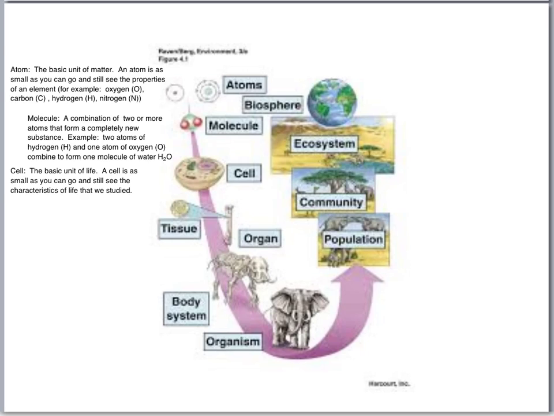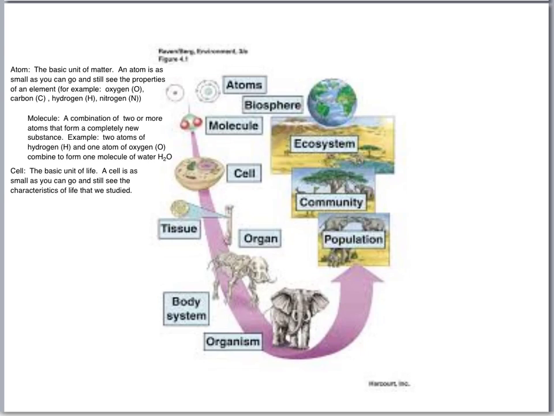Moving on to the next level, we've got cells. And a cell, as you may know from your work with body systems, is defined as the basic unit of life. Don't confuse that with an atom. An atom is the basic unit of matter. It's as small as you can go and still have the properties of that matter. A cell is as small as you can go and still say, that thing is alive.